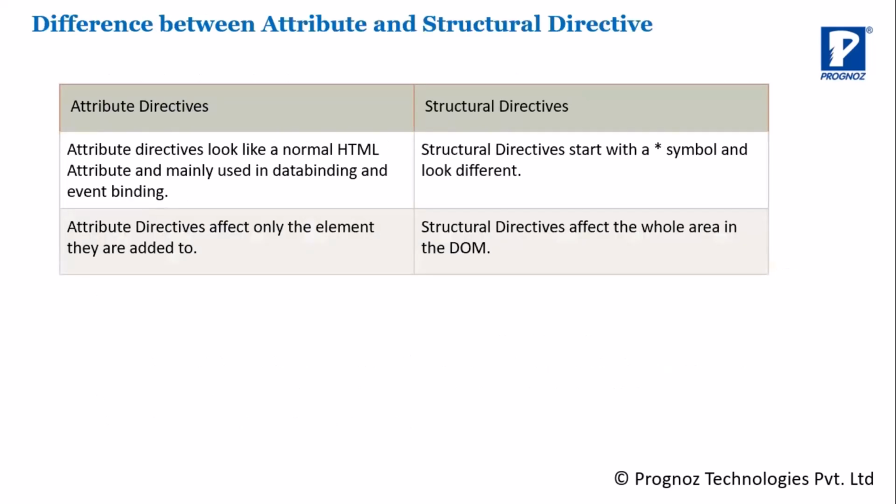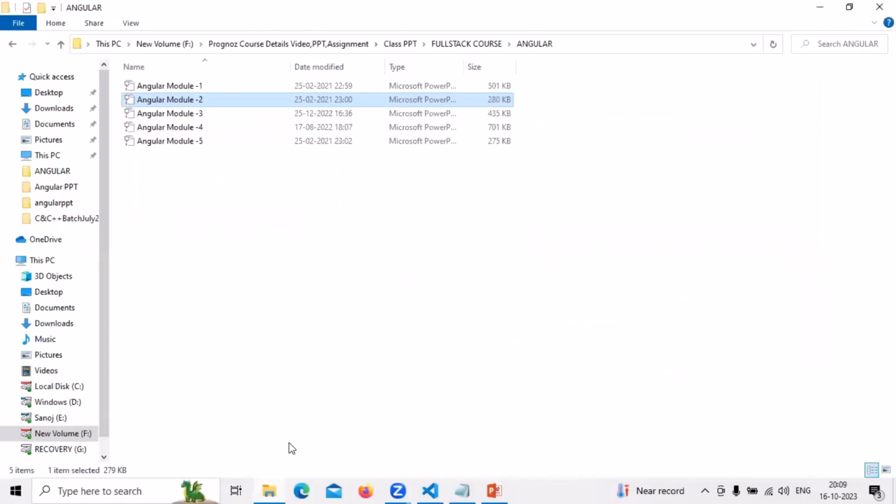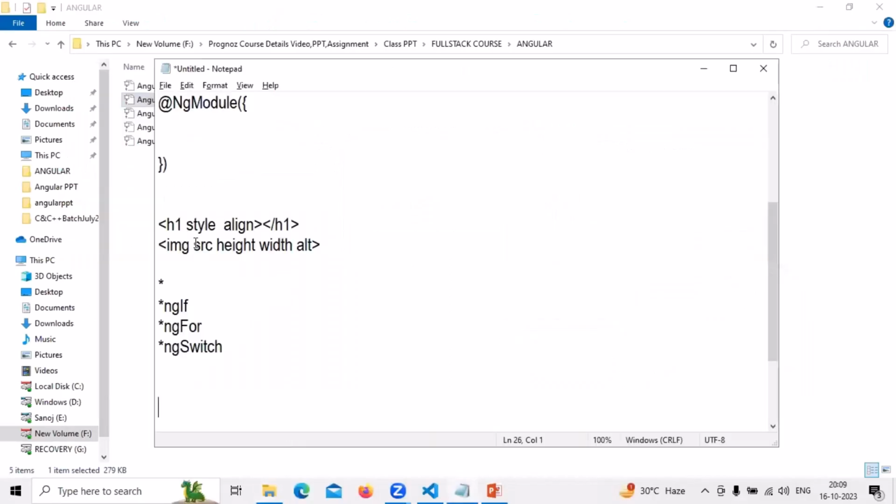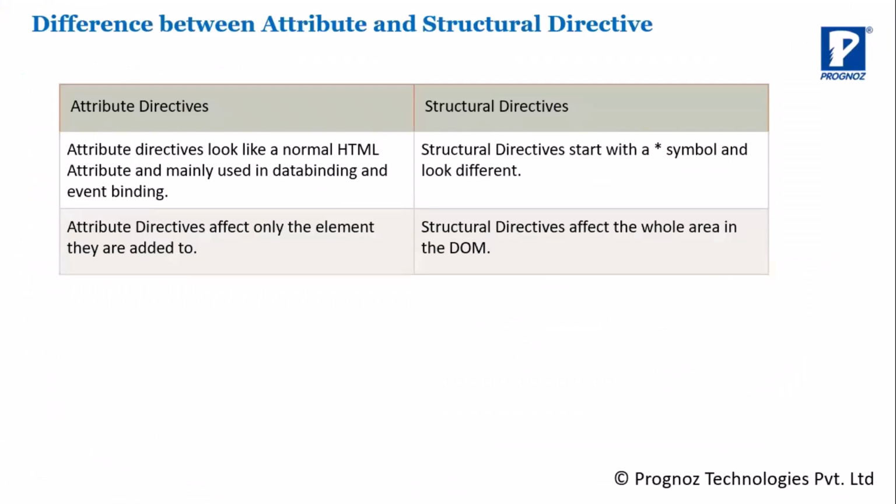What is the difference between the attribute directive and structural directive? Attribute directive looks like a normal HTML attribute. जैसे हम लोग HTML फाइल के अंदर लिखते हैं different type of attribute, src, height, weight, alt. The attribute directive is the same as a normal HTML attribute, and it is mainly used for data binding and event binding. If you want to bind the data with a particular element, then we have to use the attribute directive.